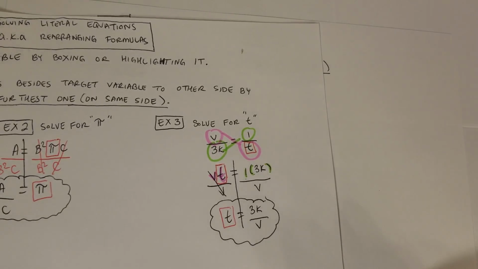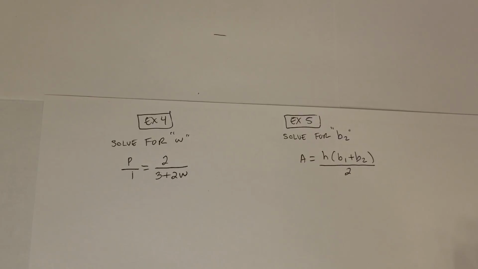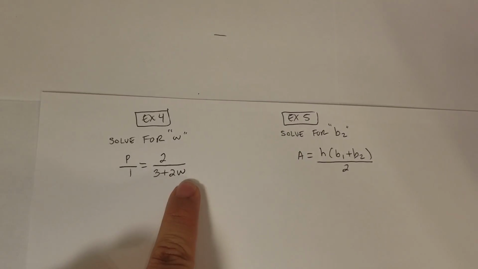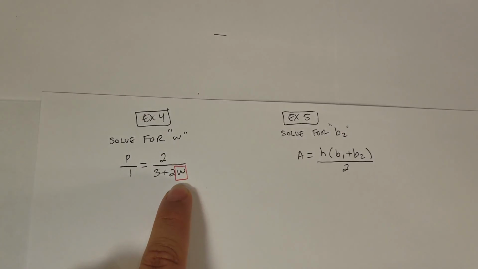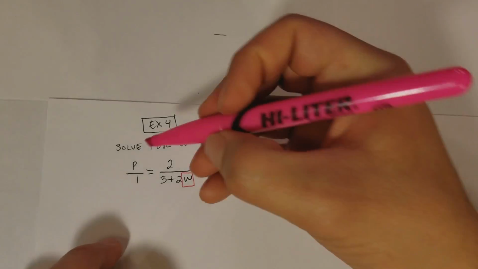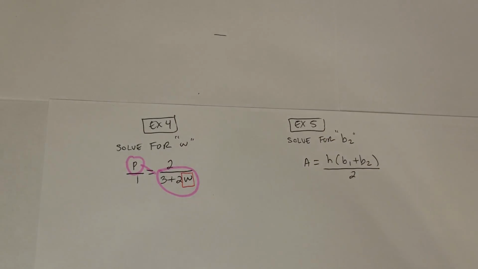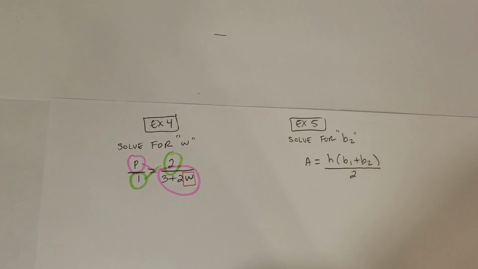Alright, so let's upgrade to the next level here. So let's do some big boy formulas. These ones look a little crazier, but let's use the same process that we did before. So we want to solve for w. Same idea, so we are going to box the w. Notice that you have a fraction on one side, a fraction on the other side. So I'm going to take advantage of that and cross multiply to get rid of the fraction. So multiply these two together, multiply these two together, so we don't have to deal with fractions anymore.